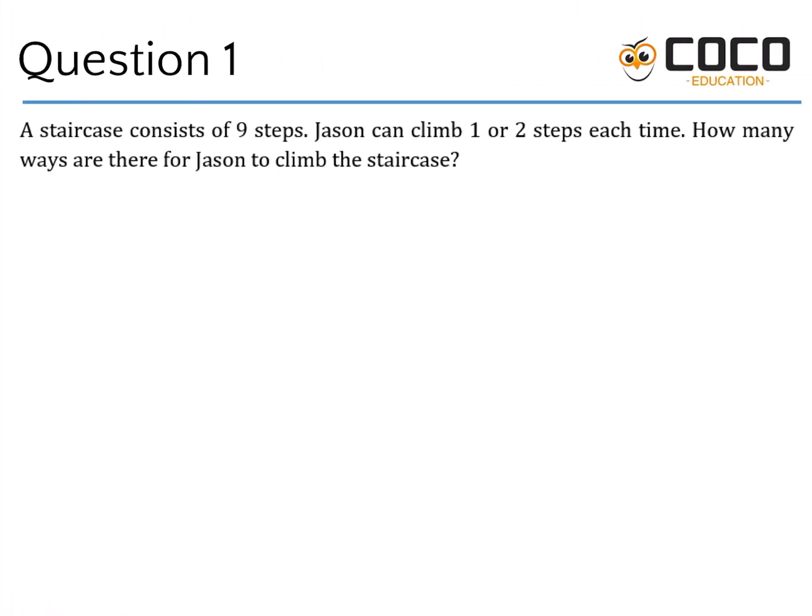So we take a look at this one. It says that there's a staircase. It consists of 9 steps. Jason each time can climb 1 or 2 steps. So how many ways are there for Jason to reach the top?